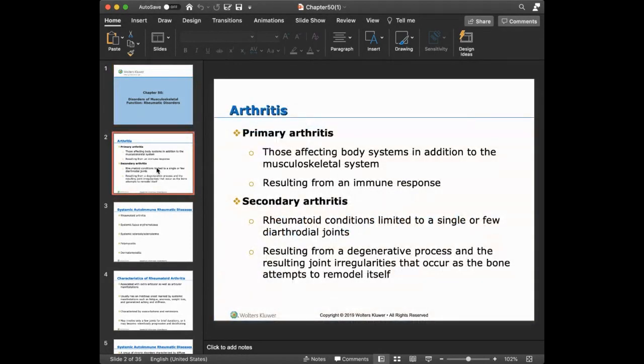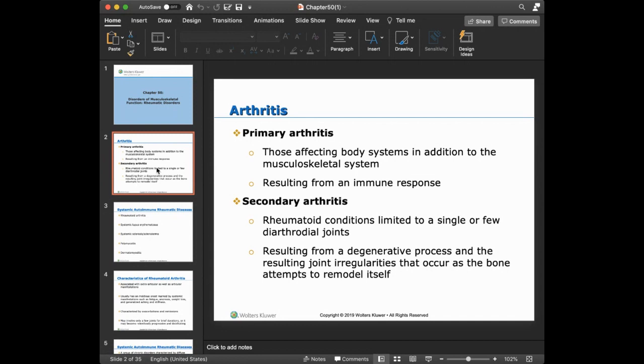So basically, we're talking about arthritis. Rheumatic disorders basically refers to arthritis. In primary arthritis, the conditions result from an immune response. So basically, your body attacks itself and leads to degeneration, and it can affect other body systems in addition to the musculoskeletal system.